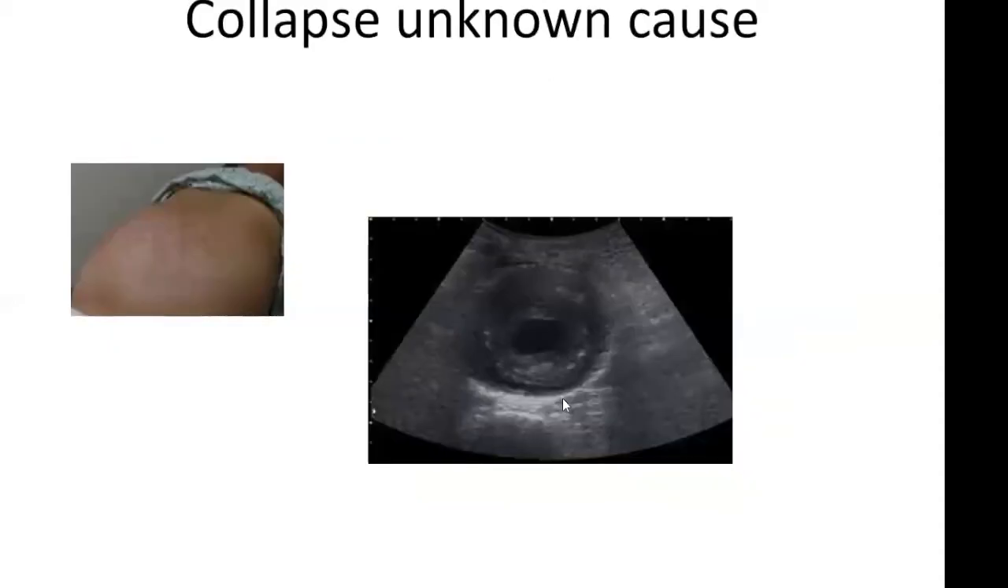So, collapse of unknown cause, patient's got abdominal pain and back pain. Ultrasound of the abdomen demonstrates this structure in the midline. Here's the spine. This is an aortic aneurysm, it's ruptured. And again, ultrasound can help you to select out these patients. This was a medical patient who had collapsed, and then it becomes a surgical case.